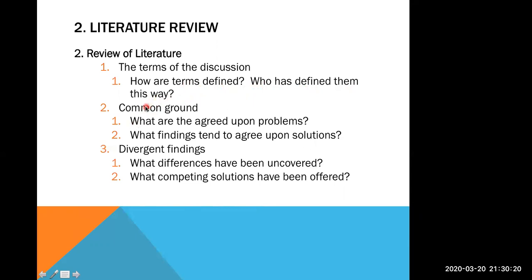And also you need to consider the common ground. What are the agreed upon problems? Are there any researchers or previous studies who share the same problem? What findings tend to agreed upon solutions? Do you think that there are solutions set before or shared by some other previous studies? Are there any different findings? What differences have been uncovered? What competing solutions have been offered? And many more actually to cover in the review of literature.